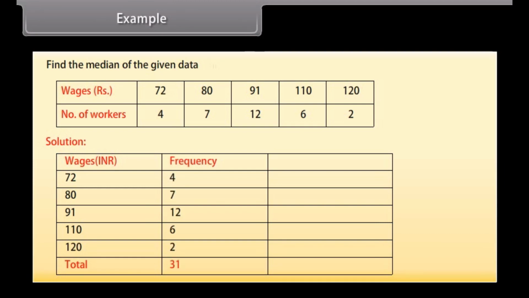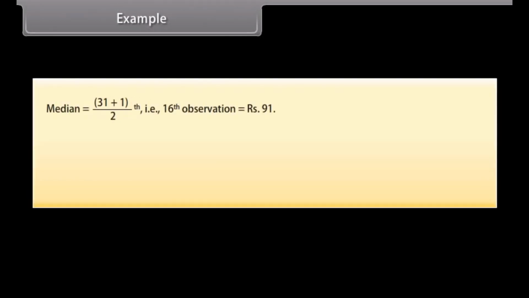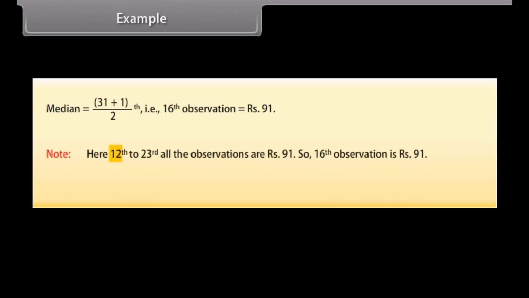In the third column, we have found the cumulative frequency for each wage by adding the previous frequency to the current frequency. After that, we have found the median, which is the (31 plus 1) by 2th observation, that is 16th observation, which equals rupees 91. Here 12th to 23rd, all the observations are rupees 91. So, the 16th observation is rupees 91.